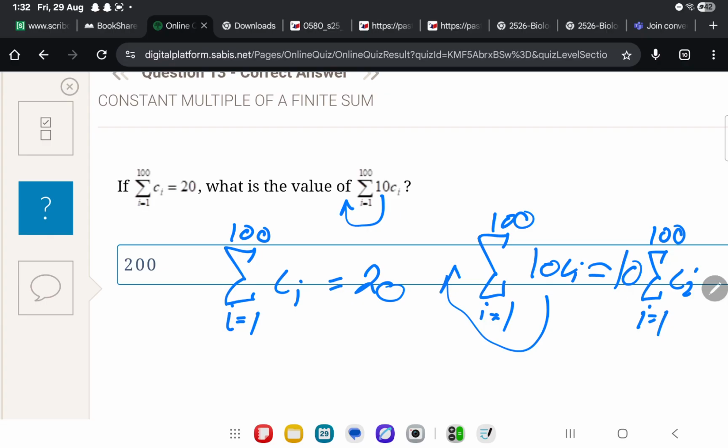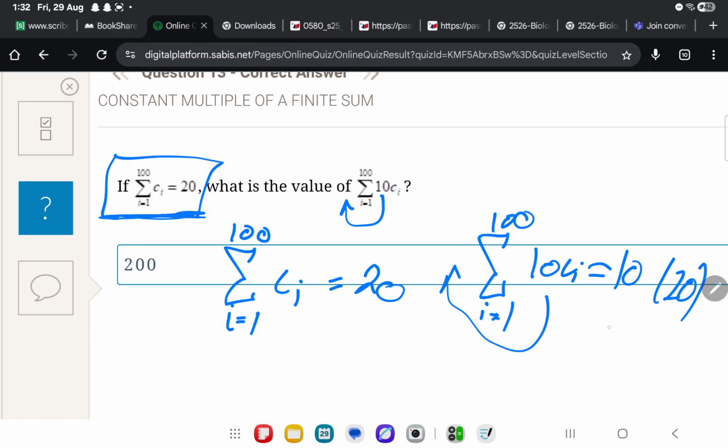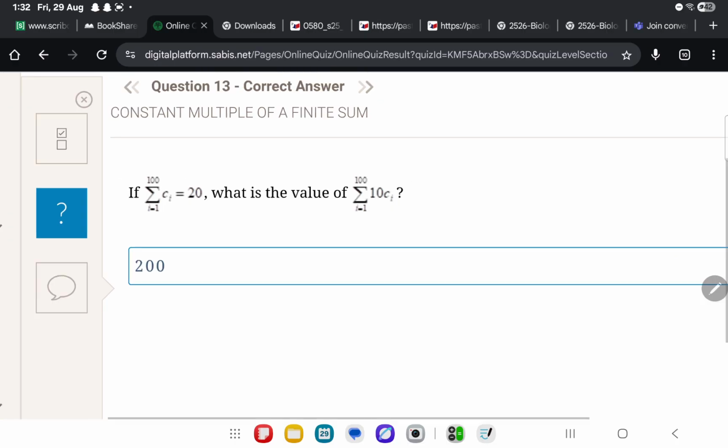Now, this basically, it's given to me. If the sum of Ci from 1 to 100 is 20, then instead of writing it all like this, I can erase this and just write 20 here, because they're the exact same thing. I'm substituting. So 20 times 10, 200. And that's my answer. Moving on.